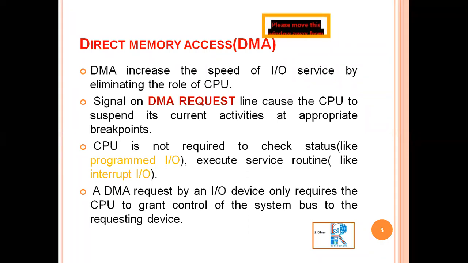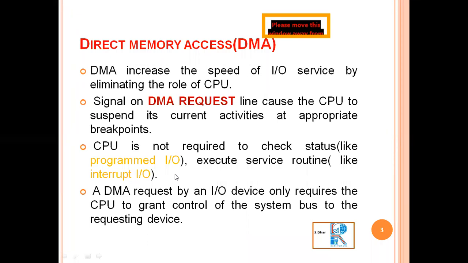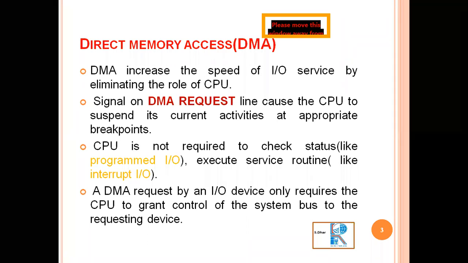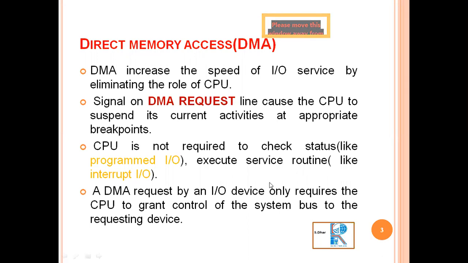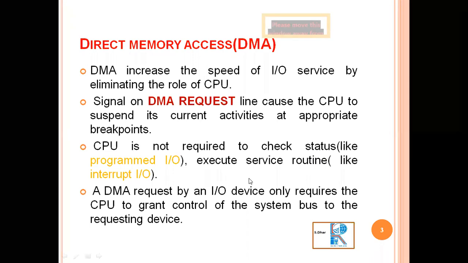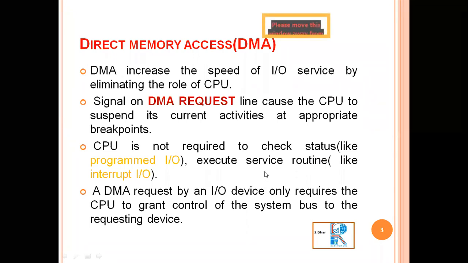Clear? Then comes interrupt driven IO. Here also, what does the CPU have to do? Here the CPU doesn't have to check the status of the IO, but if an interrupt occurs, the CPU has to suspend its current operation and go for executing another program, which is called the service routine. That service routine is for the particular IO device. So here also the CPU has to do the operation for the IO device.